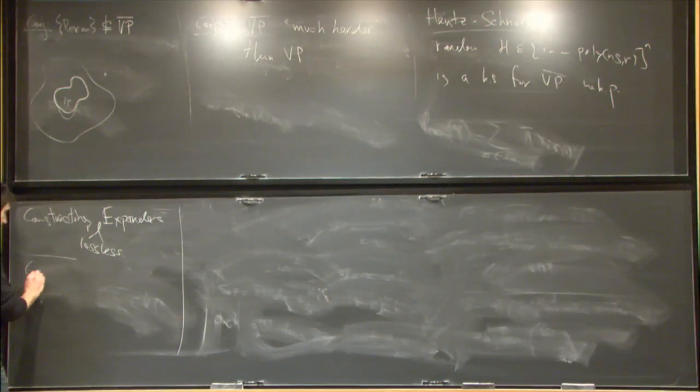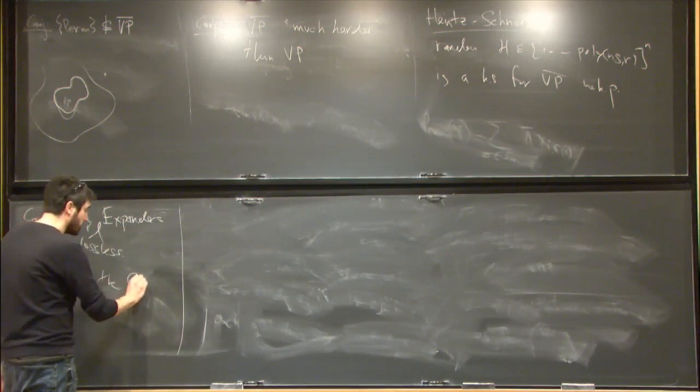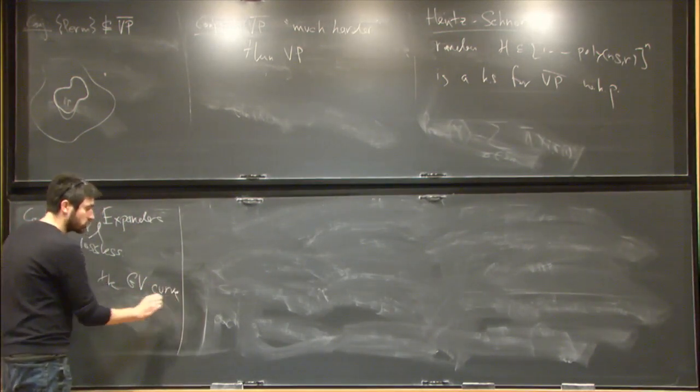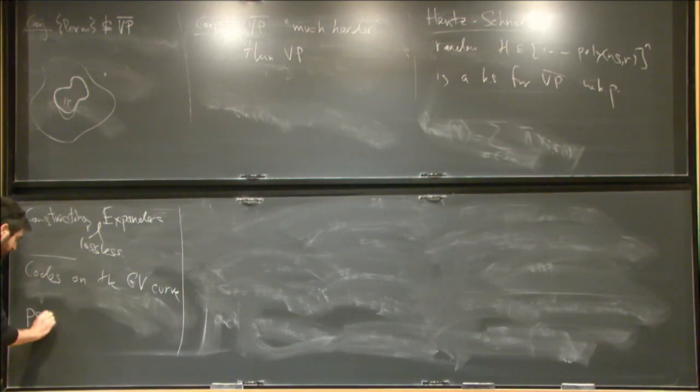A similar question is codes on the Gilbert-Varshamov curve. Again, I don't want to go into definitions. For those of you who know, it's a family of linear error correcting codes that satisfy certain properties. We know that a random code has these properties. We don't know how to construct them. But in PSPACE, again, you can just go over all codes. For each code, just look at all the vectors in it and check that it has the property. So this can certainly be done in PSPACE.